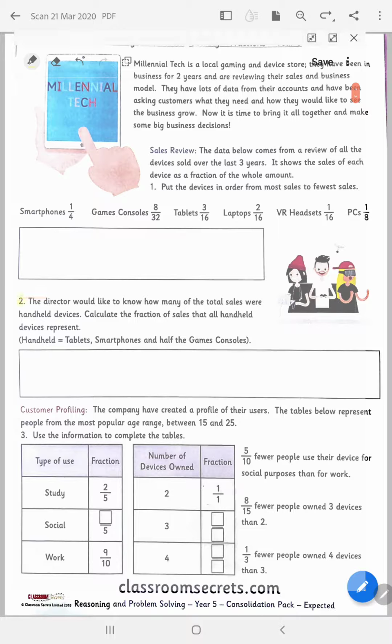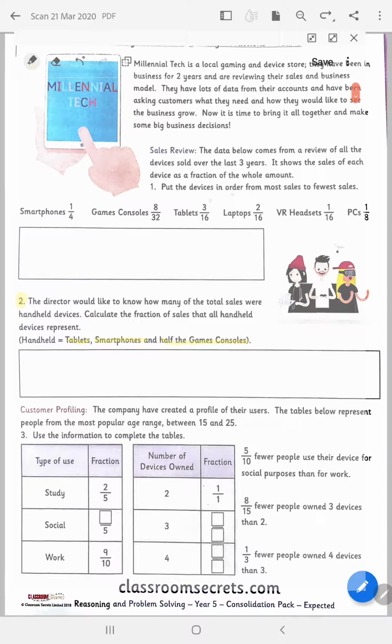Okay, so we're going to look at question 2. The director would like to know how many of the total sales were handheld devices. Calculate the fraction of sales that all handheld devices represent. Here it says that handheld is tablets, smartphones, and half the gaming consoles.